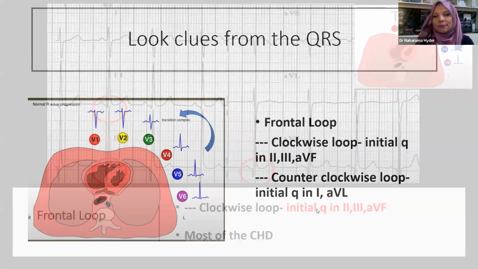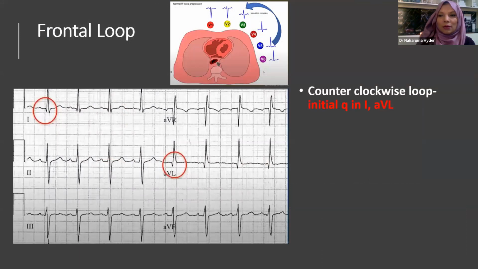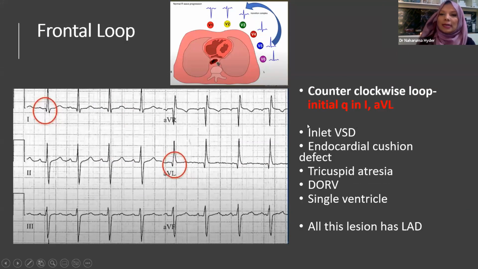Why is it important? Because most healthy people have a clockwise loop, with this small Q wave. And in most congenital heart disease, we also get this clockwise loop. And what happens in a counterclockwise loop? This is a small Q wave in leads 1 and aVL, and we get it mostly in inlet VSD, endocardial cushion defect, tricuspid atresia, some forms of double outlet right ventricle, and some forms of single ventricle. And we have to remember that this counterclockwise loop is always associated with left axis deviation.